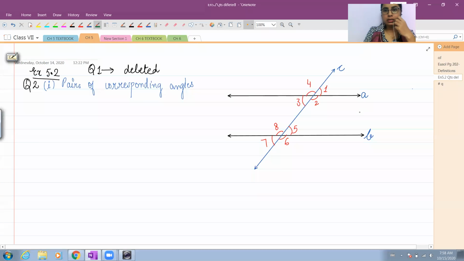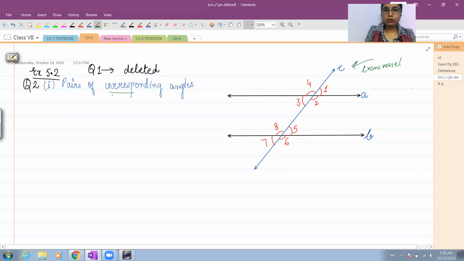Can anyone tell me, there are 3 lines in your picture here, line A, line B, line C. Which of these is your transversal? C. Line C. This is your transversal. Line C is your transversal. If you want, you can mention this. It is not necessary in the exam, it is only for yourself. So C is my transversal.